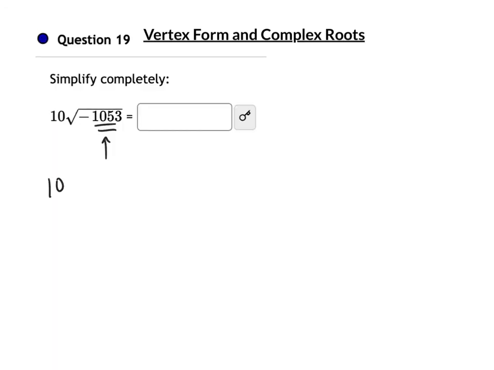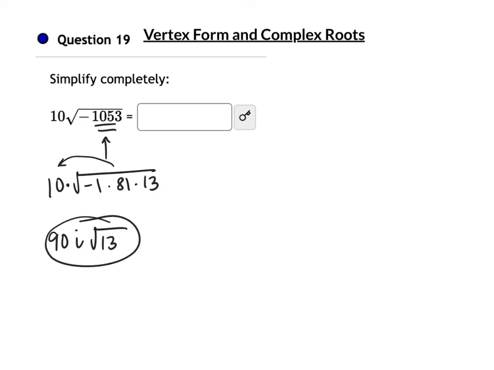This is 10 times the square root of negative 1 times 81 times 13. Take that negative 1 out as an i. Take the square root of 81 out as a 9. When I take the square root of 81 out, there's times right here, so it'll be 9 times 10 is 90. 90i root 13 is my answer.